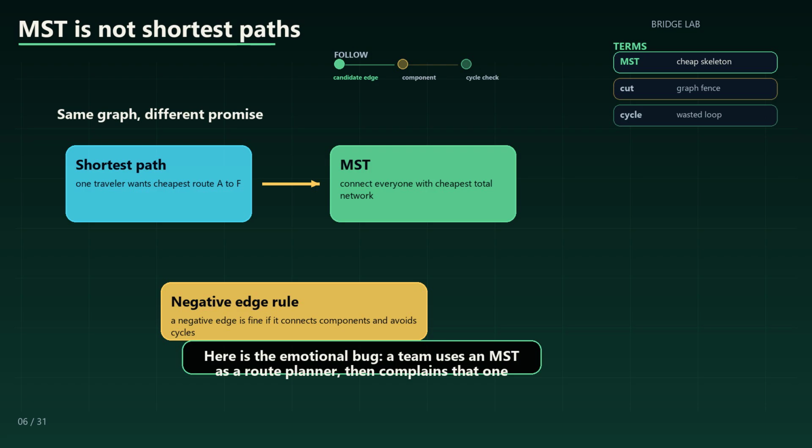Here is the emotional bug: a team uses an MST as a route planner, then complains that one delivery path is strangely long. Nothing is wrong with the tree. It optimized infrastructure cost, not every trip inside the infrastructure. Pause on the campus map: are we planning one fastest trip or one cheapest network?